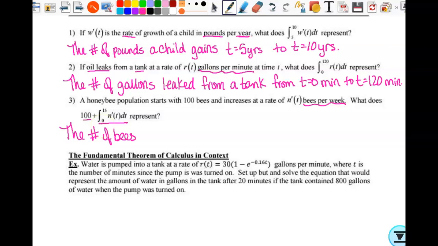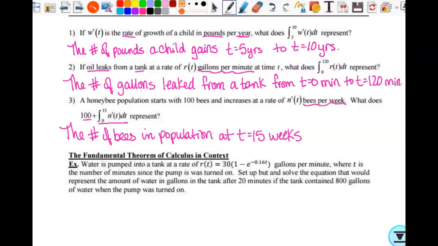So it's the number of bees in the population, which is strange wording, but I'm just rewording what they have, in the population at T equals 15 weeks. Do you see the difference there?